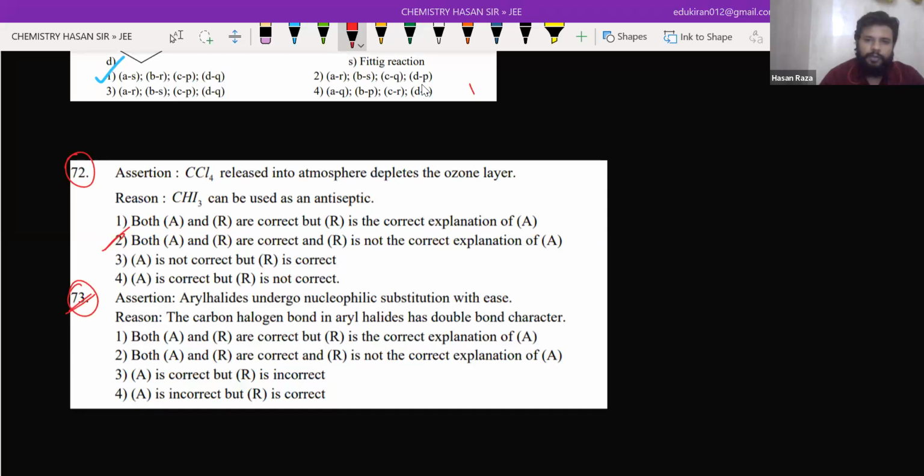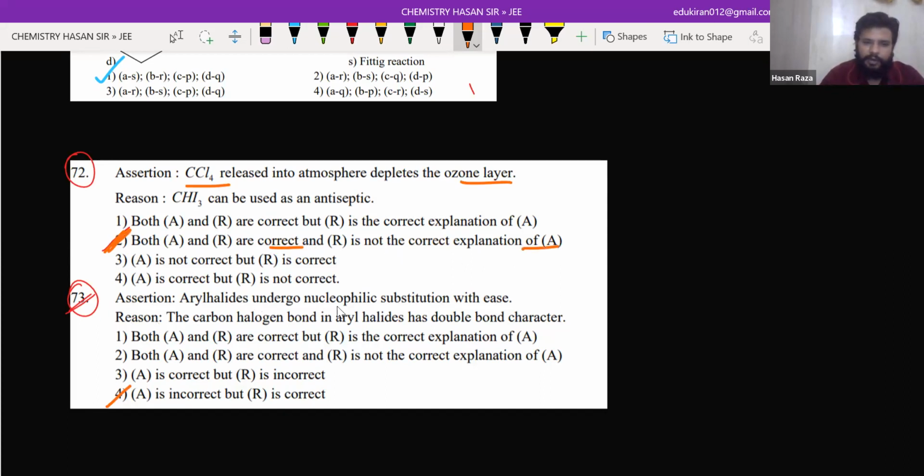Sir, uses of polyhalogen compound is there. Yes. What is the problem with the uses of polyhalogen compound? So I'm going to take the answer. CCl4 released into the atmosphere depletes the ozone layer. That is correct. CHI3 we use as antiseptic. So this is correct. Both A and R are correct, but R is not the correct explanation of A.